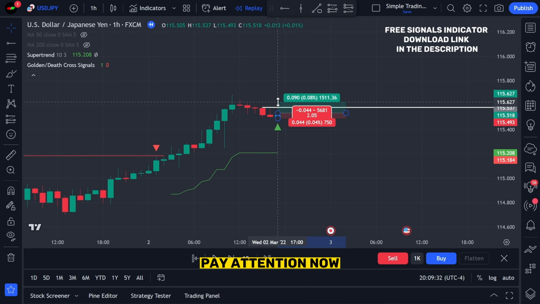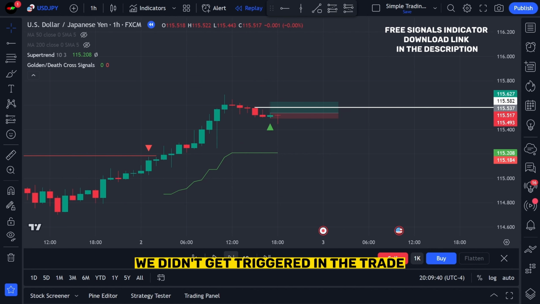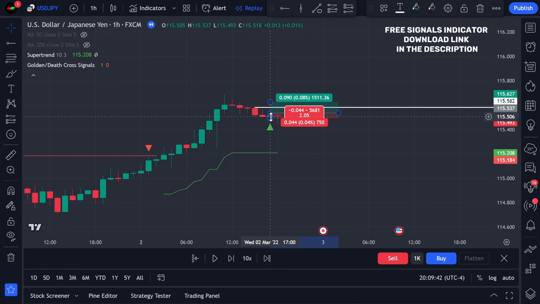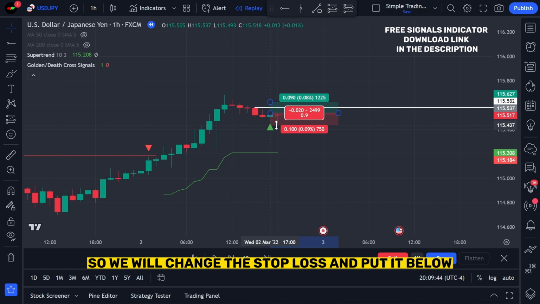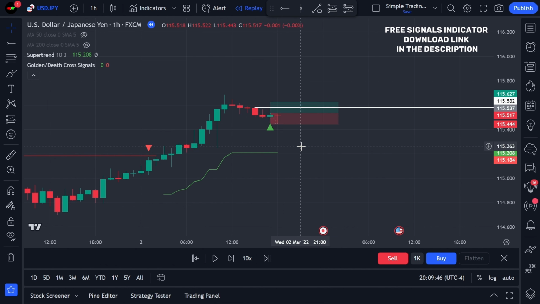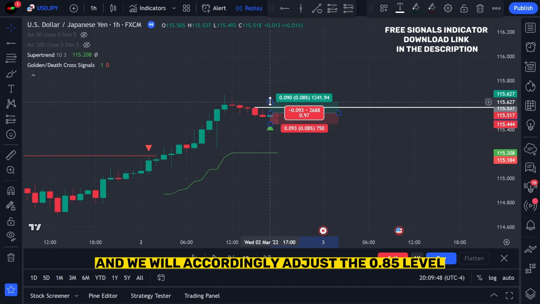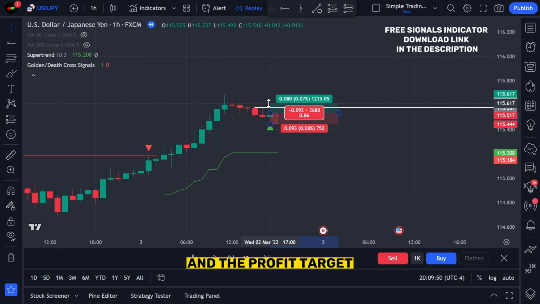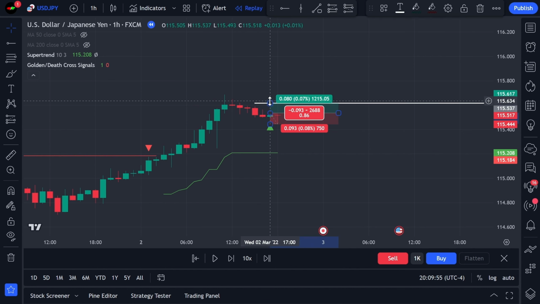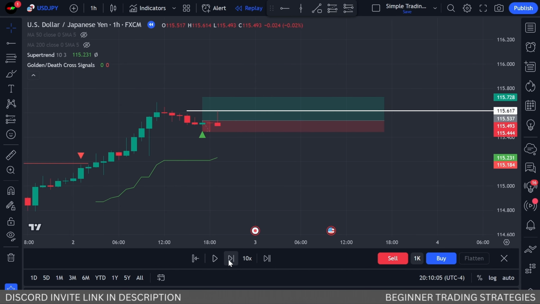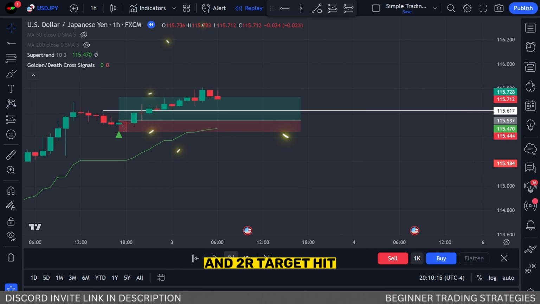Pay attention now. We didn't get triggered in the trade, but we made a new low. So we will change the stop loss and put it below this candle's low now. And we will accordingly adjust the 0.85 level and the profit target. And our target is hit.